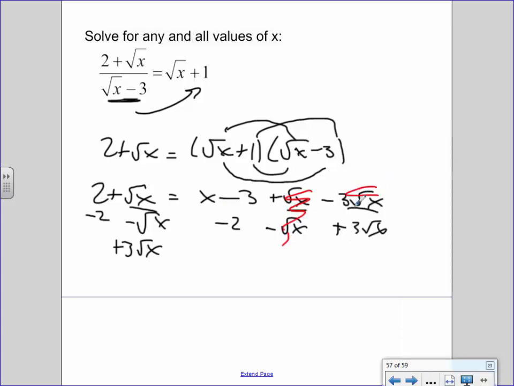I'm going to move that. I'm going to move that. I'm going to move that. Root x minus root x would be 0. And then when I add 3 root x, that's what I'd have. And then over here, I'm going to have x minus 5.